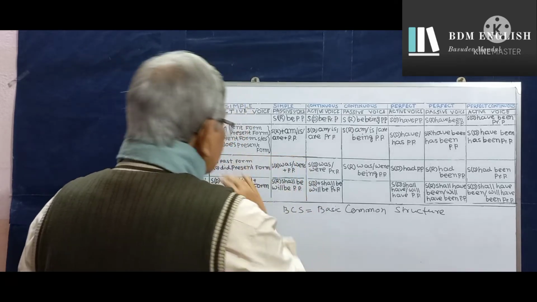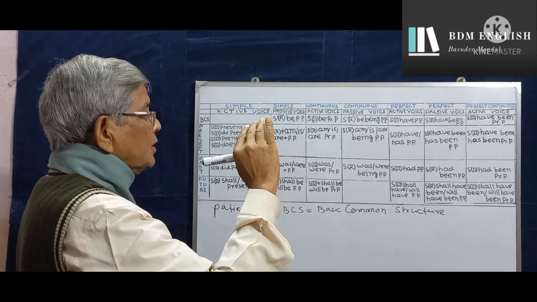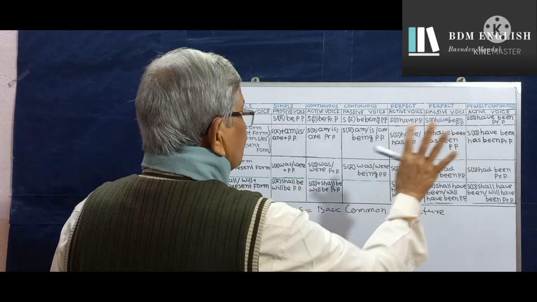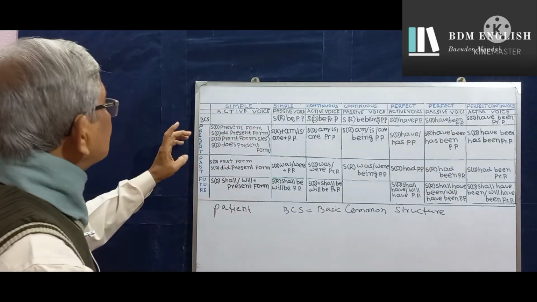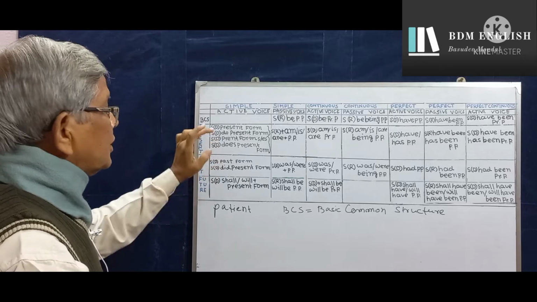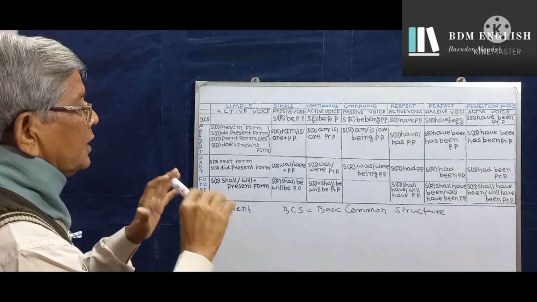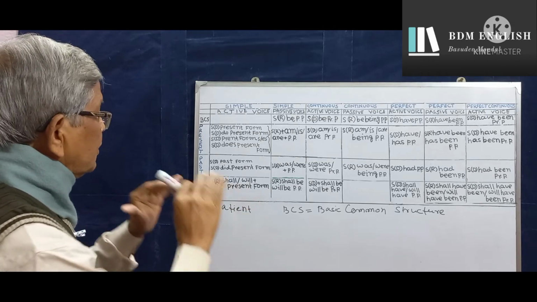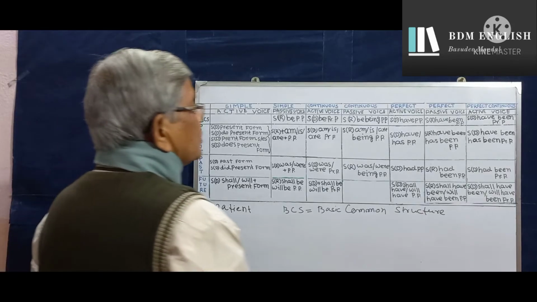So, this function, that is to make negative sentences, to make questions, are performed by all these helping verbs, by using these helping verbs, and those functions are performed with the help of these alternative structures. I will discuss in the next video how we can make the negative sentences and questions.